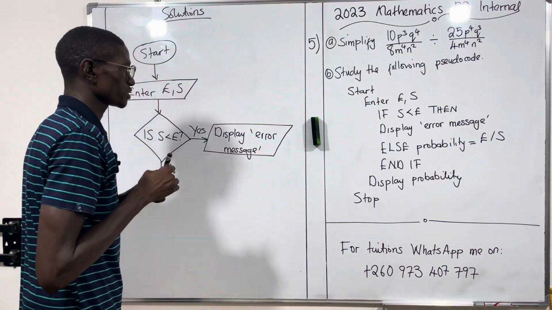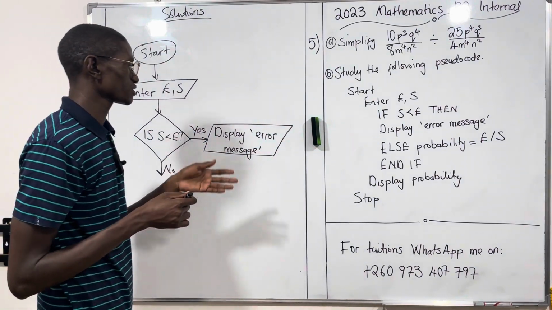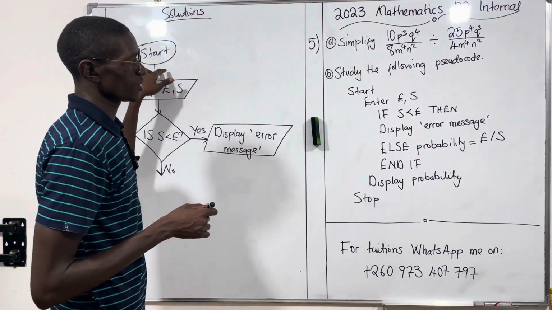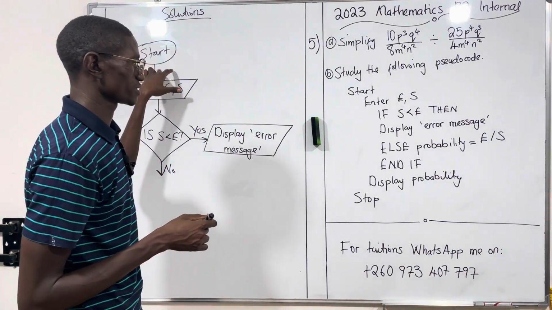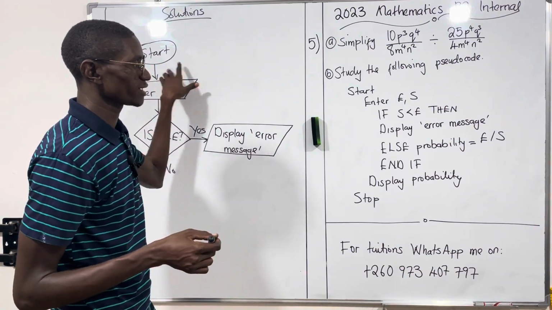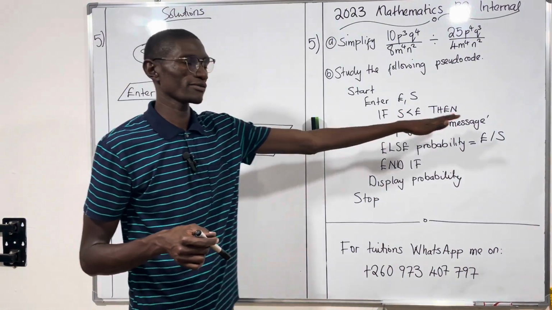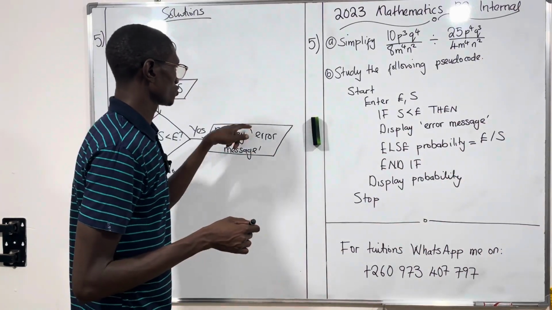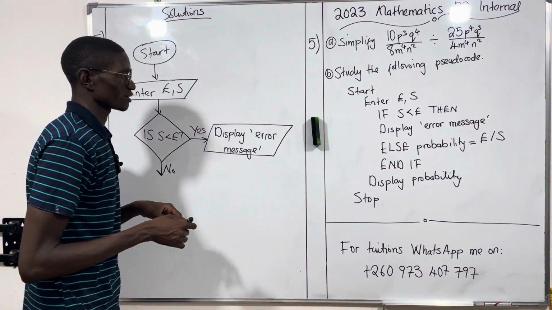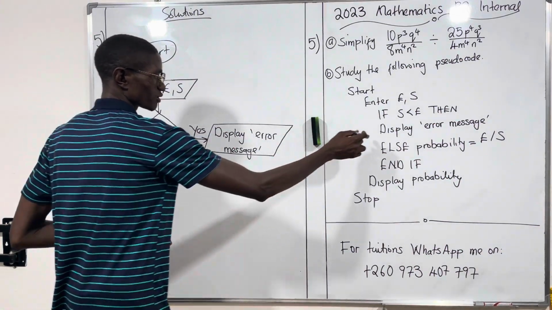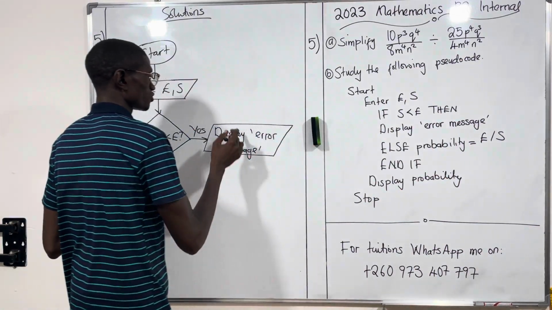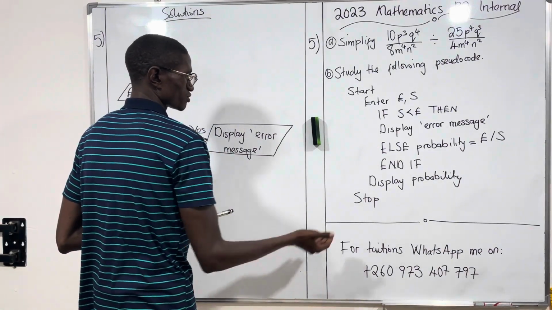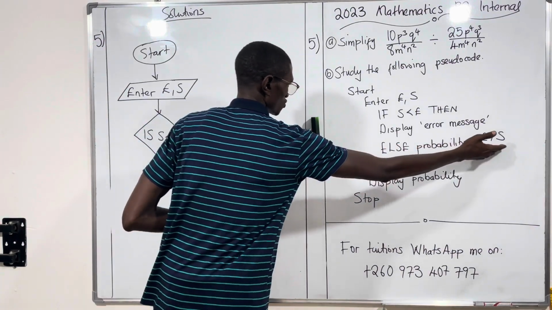Here there are certain scenarios where you need to draw an arrow taking you back to where you're supposed to enter values. That is only done when it says display error message and re-enter. That's when you draw an arrow coming back to this one. But because this line of code does not say and re-enter, we're going to leave it the way it is. So now we go to the next one, which says else probability is equal to that.